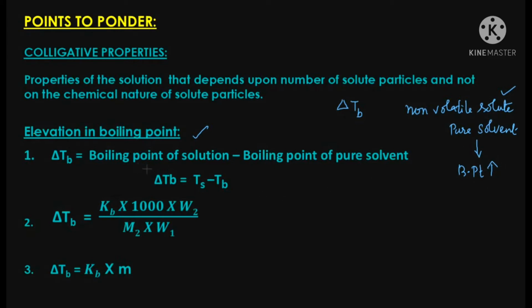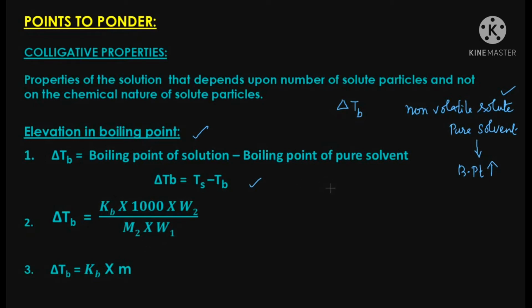So when you find the difference between the boiling point of the solution and the boiling point of the pure solvent, it is possible to calculate the elevation in boiling point. We represent the boiling point of the solution with the term Ts and the boiling point of the pure solvent with TB. So delta TB is equal to Ts minus TB. This is one formula. Another formula is that delta TB is equal to Kb into 1000 into W2 by M2 into W1.